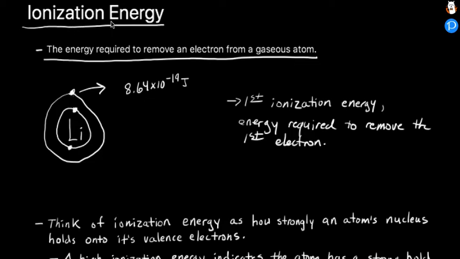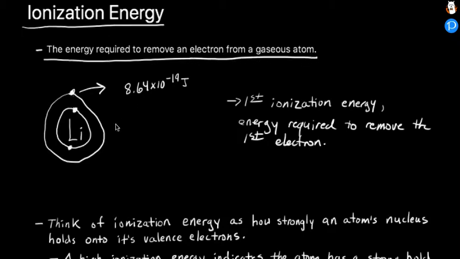Let's talk about ionization energy. In the previous video, we were talking about what an ion is and how ions are formed. Remember that an ion is something that has a charge, either positive or negative. The way that different atoms become ions is they either lose electrons or they gain electrons. Specifically, when we're talking about ionization energy, we're talking about when we lose electrons, because ionization energy is defined as the energy required to remove an electron from a gaseous atom.